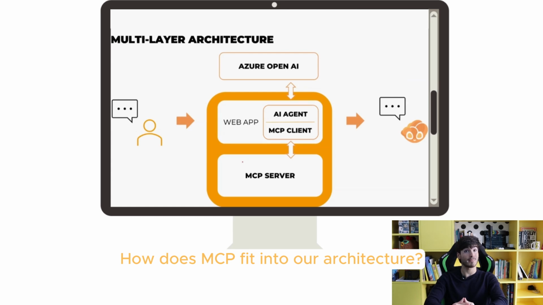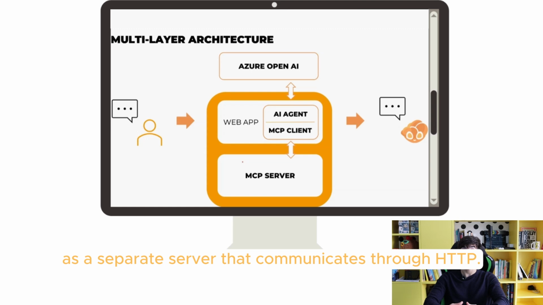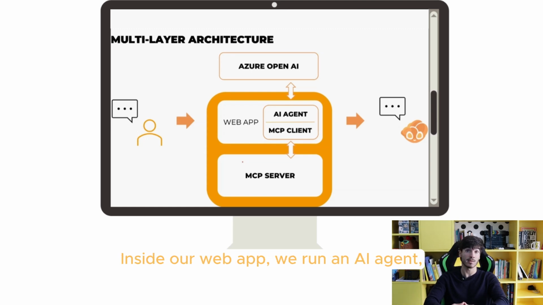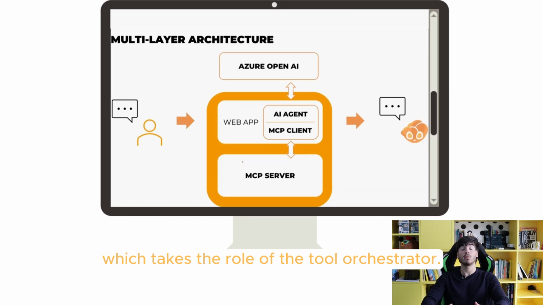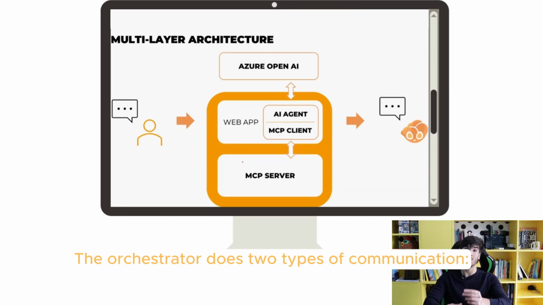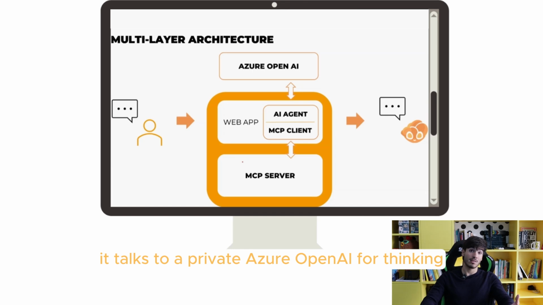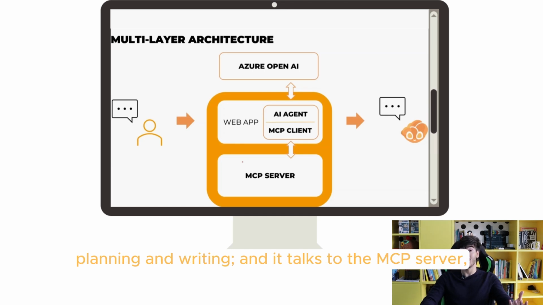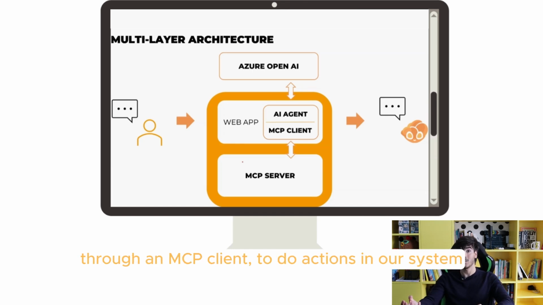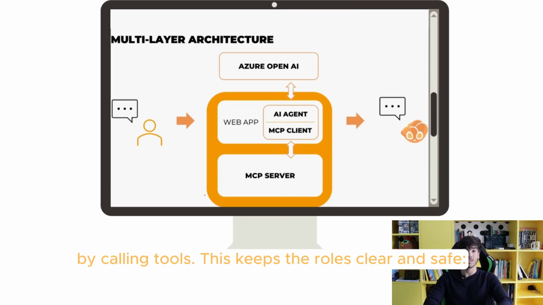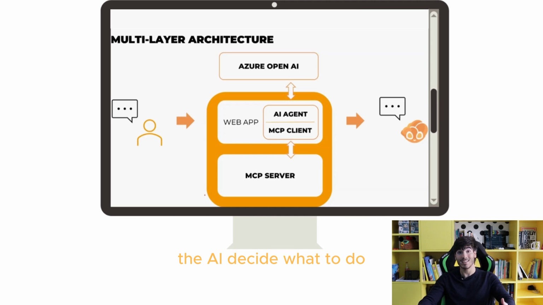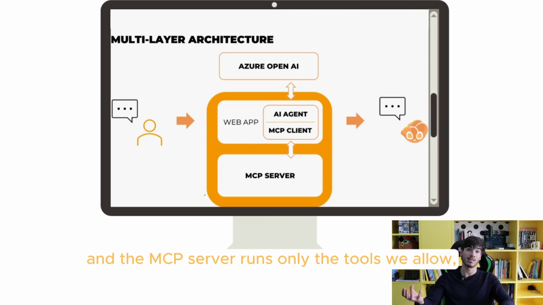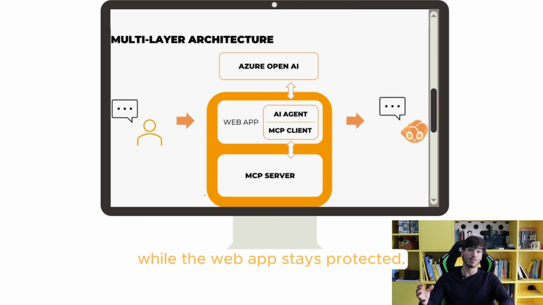How does MCP fit into our architecture? MCP is placed next to our main application as a separate server that communicates through HTTP. Inside our web app, we run an AI agent which takes the role of the tool orchestrator. The orchestrator does two types of communication. It talks to a private Azure OpenAI for thinking, planning, and writing, and it talks to the MCP server through the MCP client to do actions in our system by calling tools. This keeps the roles clear and safe. The AI decides what to do, and the MCP server runs only the tools we allow, while the web app stays protected.